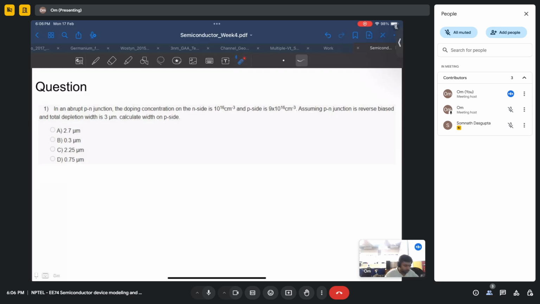So in this first question, we have an abrupt PN junction. The doping concentration on N side is 10 to power 16 per centimeter cube and P side is 9 into 10 to power 16 per centimeter cube. Assuming PN junction is reverse biased, the total depletion width is 3 micrometer. Calculate the width on the P side. Please try to attempt this question. Then we'll solve it together.